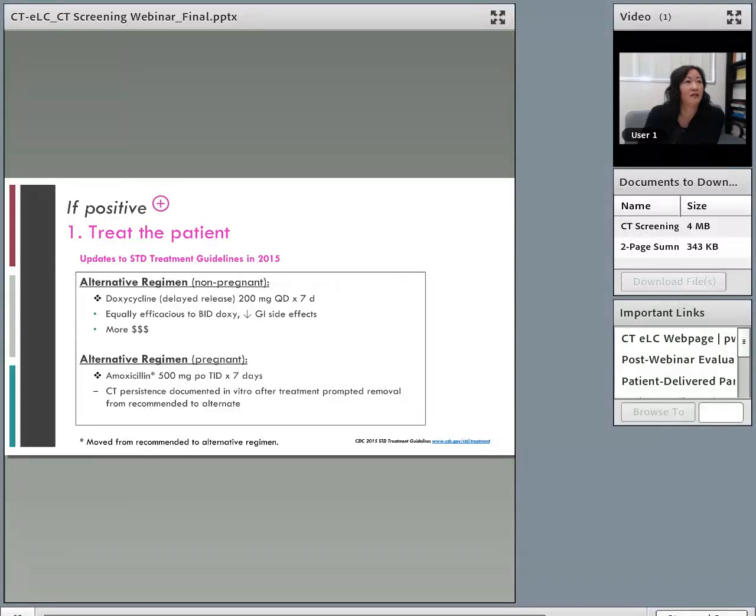Well, what if you're not going to use one of the recommended regimens? Are there any alternatives? Sure, there's a delayed release doxycycline, which has a little bit lower GI side effects. It's much more expensive. It is equally efficacious. That would be a once-a-day dosing of 200 milligrams. And then there is an alternative regimen in pregnancy, which is amoxicillin. We generally recommend to go with azithromycin unless there's an allergy situation, because there are some data from the laboratory that show that the chlamydia can persist if treated with amoxicillin. So that's why it was moved to being an alternative.